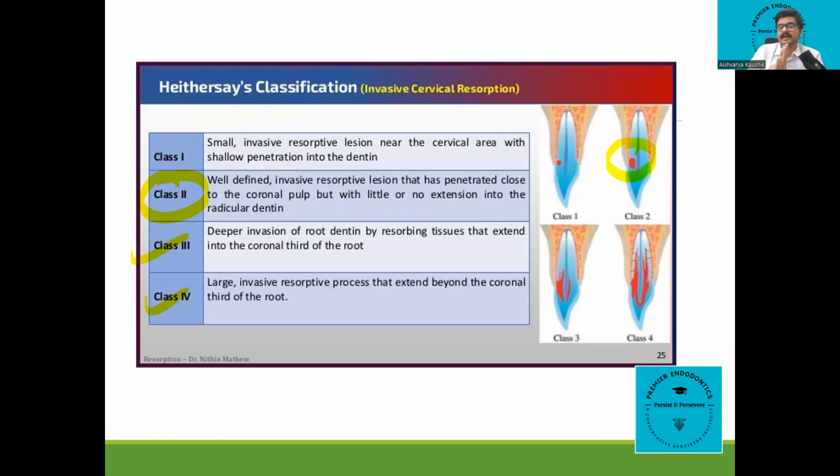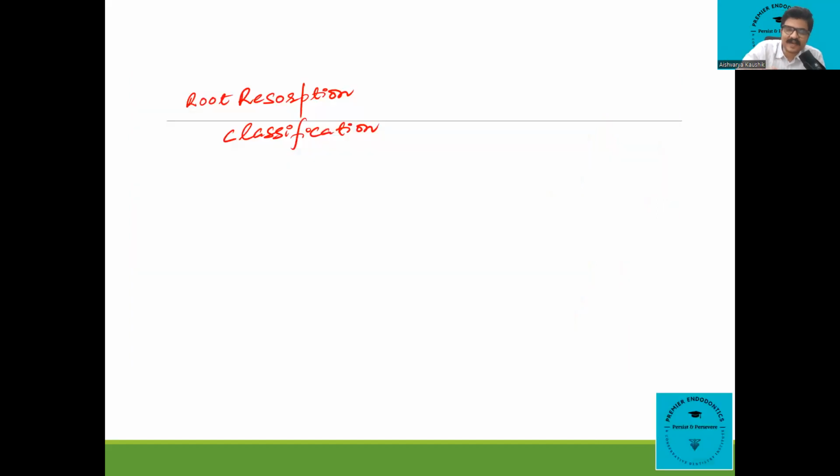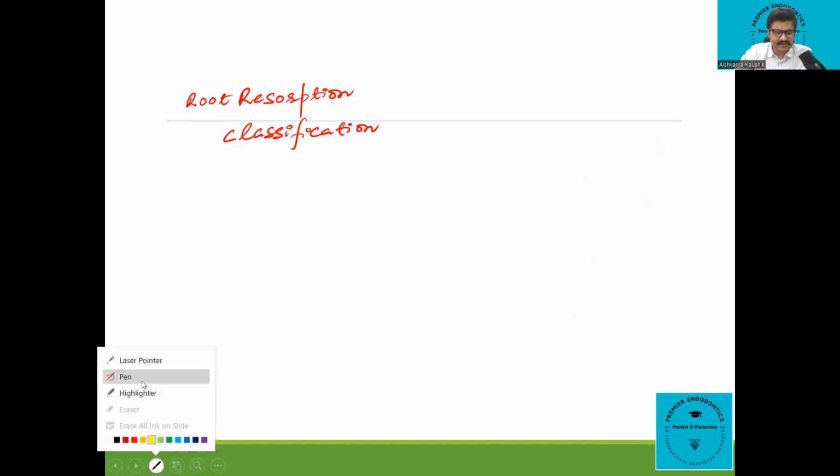Now, let us try to make this extremely boring topic slightly interesting by incorporating concepts and trying to correlate and generalize it with other types of resorption. So we start with the basic classification of root resorption. Okay, let us look at this.